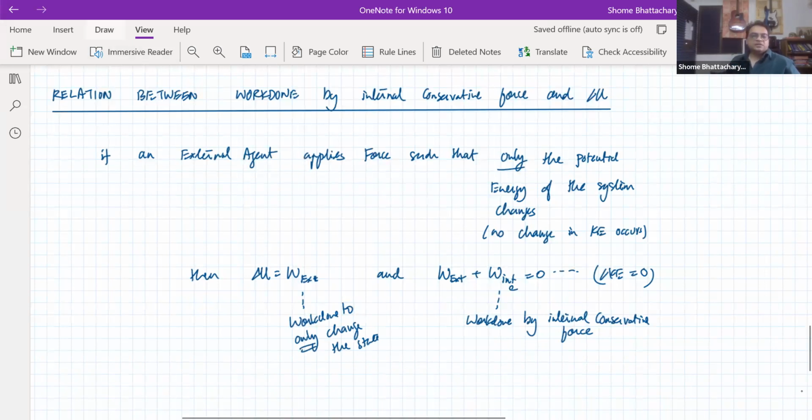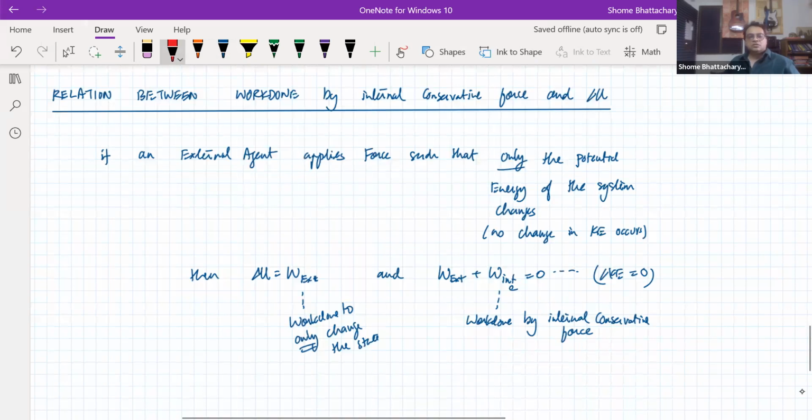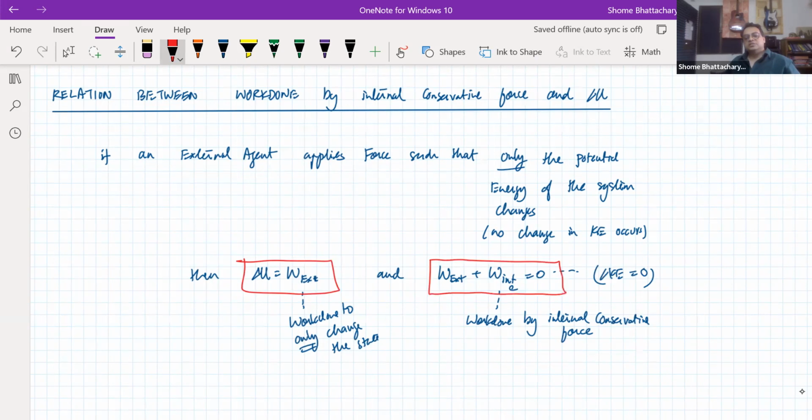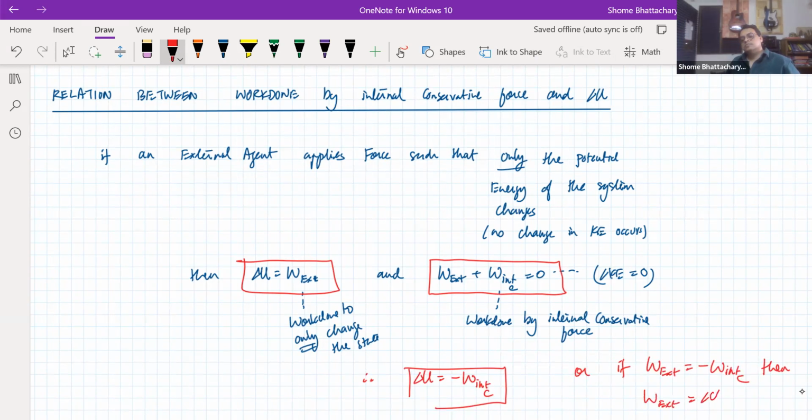So now by comparing this equation and this equation, you can see that the relation between change in potential energy and internal conservative force is this. Or in other words, we can say that if the work done by the external agent is just against the work done by the internal conservative force, then delta U equals negative of that work, because the change in kinetic energy is zero.